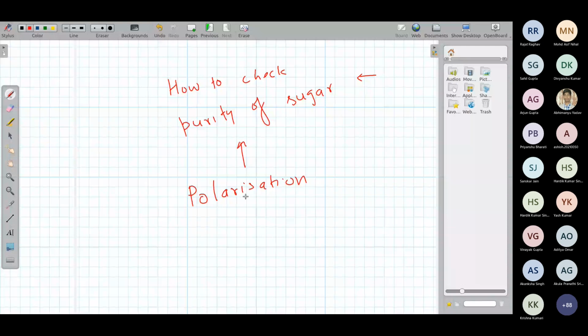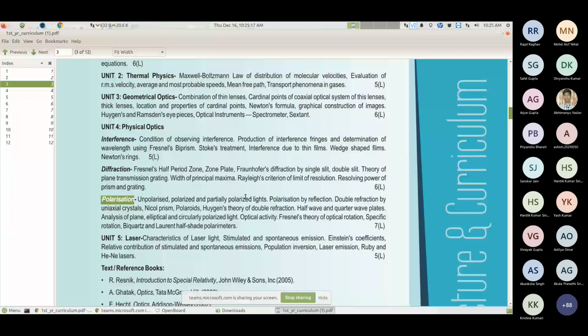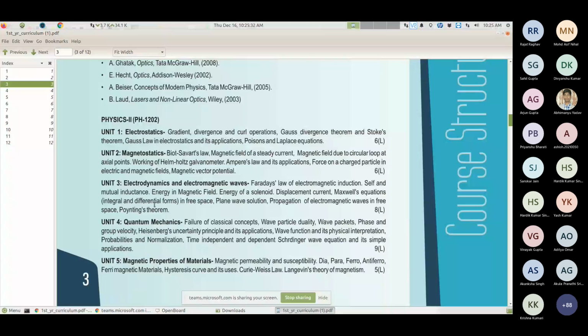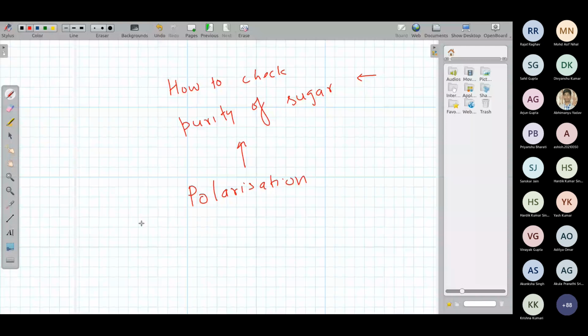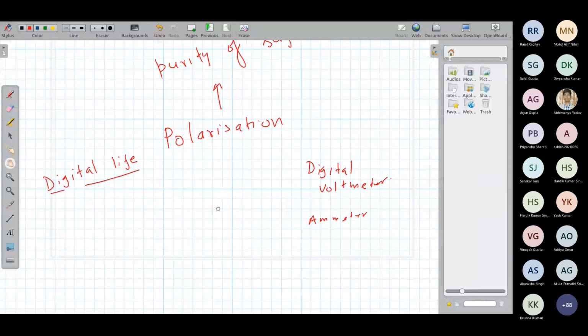ये जितना भी आप पढ़ रहे हैं ये सब आपके real life से जुड़ा हुआ है. Let me also show you the syllabus of second semester. ये अगले सेमेस्टर की बात है, but here also you will see there are electromagnetic theory and other things. ये सब क्यों पढ़ाया जाएगा आपको? If you realize in this digital life, like you have this digital voltmeter, you have digital ampere meter, you have a digital Gauss meter which measures magnetic field.